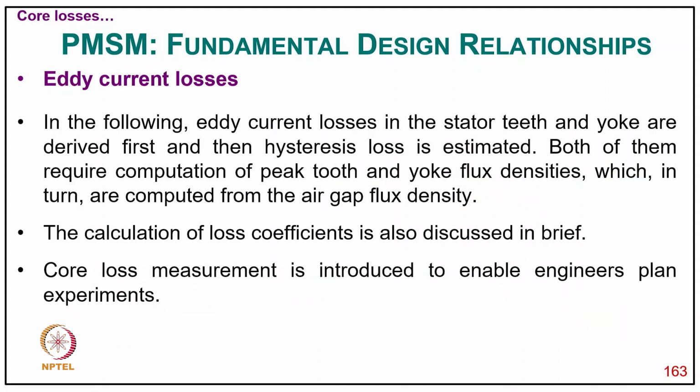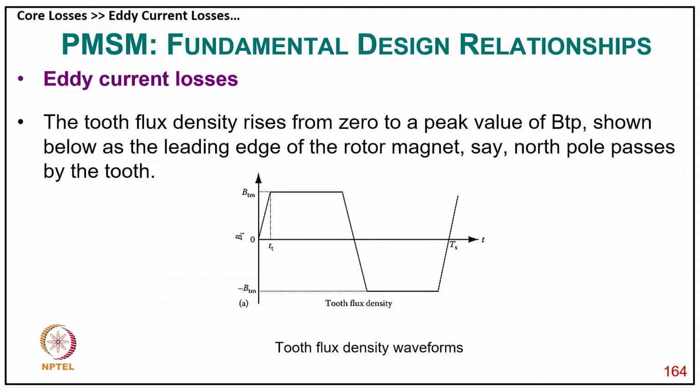Now coming to eddy current loss, in the following, eddy current losses in the stator teeth and yoke are derived first, and then hysteresis loss is estimated. Both of them require computation of peak tooth and yoke flux density, which in turn are computed from the air gap flux density. The calculation of loss coefficient is also discussed here in brief, and core loss measurement is introduced to enable the Epstein frame experiment.